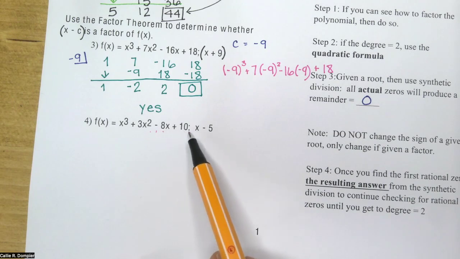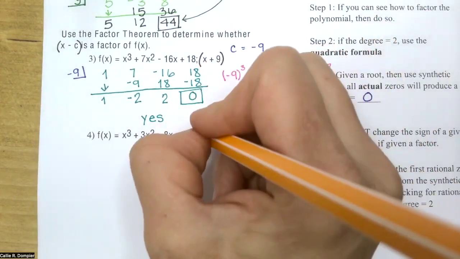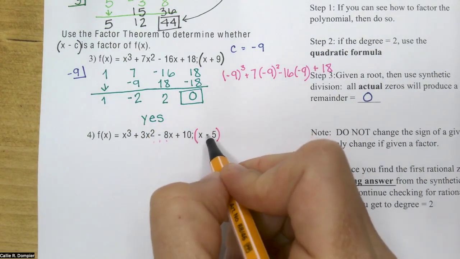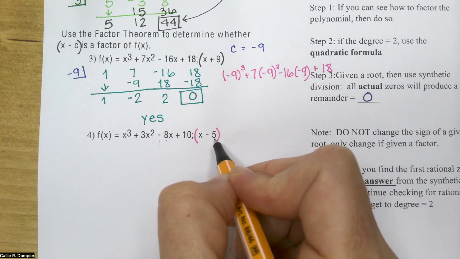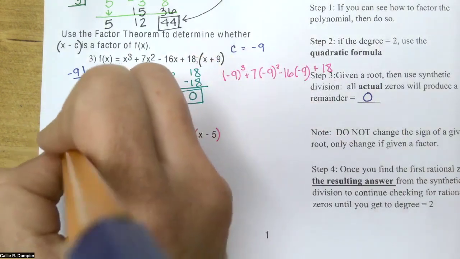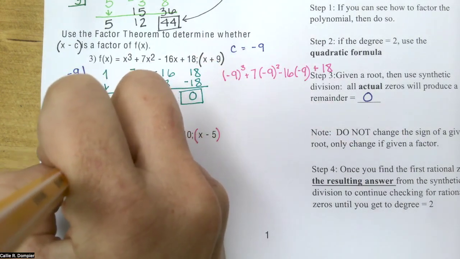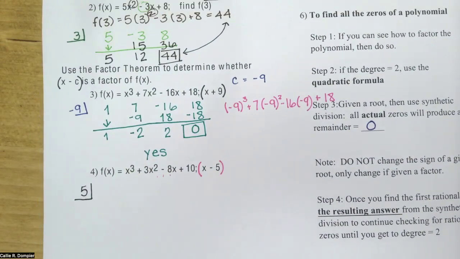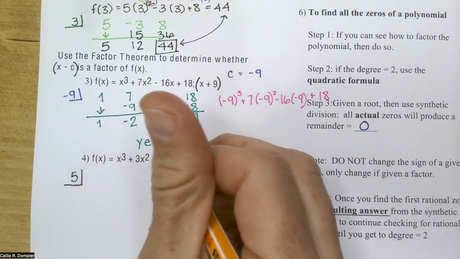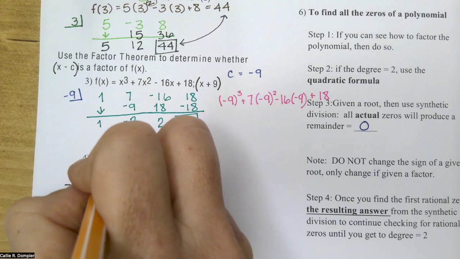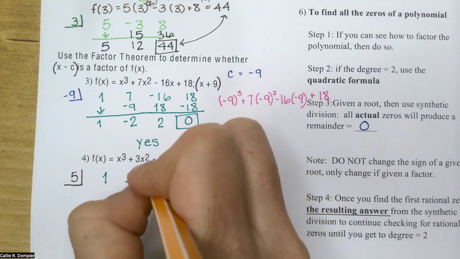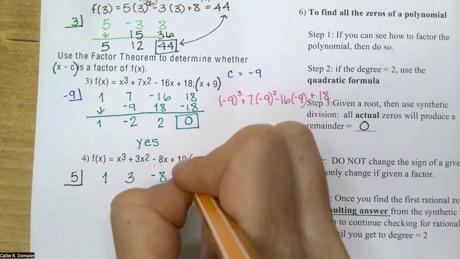Next one is we have the polynomial f of x equals x cubed plus 3x squared minus 8x plus 10, and our factor is x minus 5, okay? If our factor is x minus 5, that means that c is being subtracted from x, so we're going to change the sign, right? The original c must have been a positive 5. Then we're going to take the coefficient of each of the terms of the polynomial. X to the third is the coefficient 1. 3x squared is a coefficient of positive 3. Negative 8x is a coefficient of negative 8. And then 10.